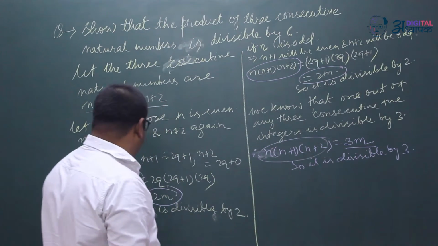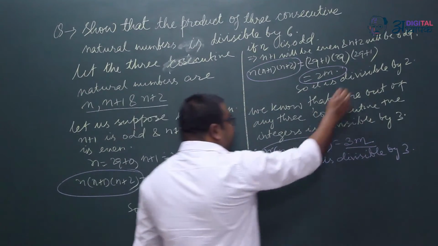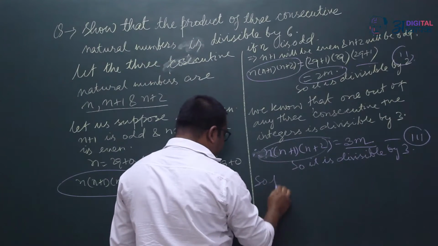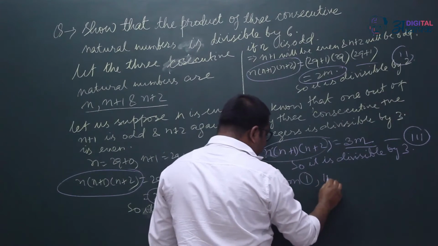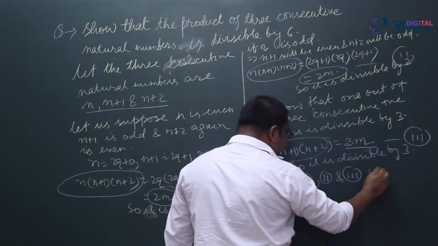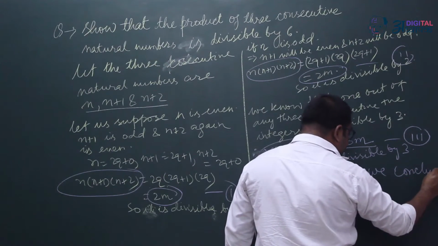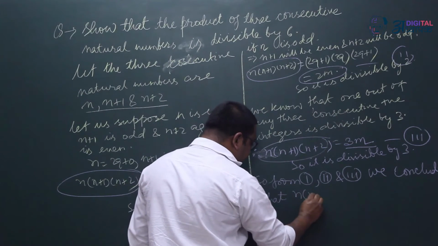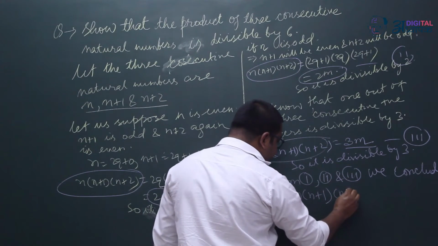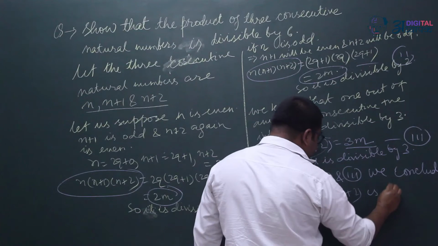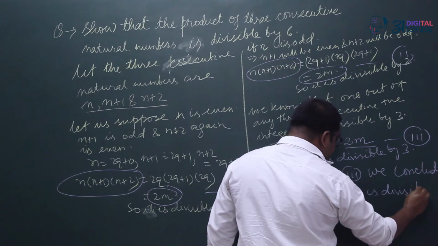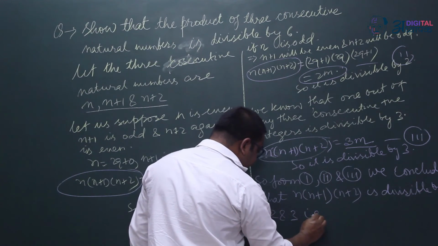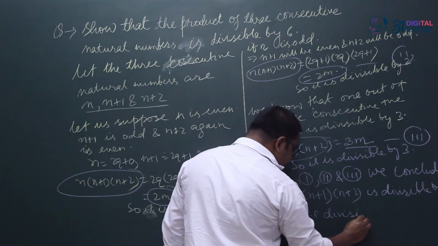So we can conclude, if we take these as 1, 2 and 3, then from 1, 2 and 3 we conclude that the product of three consecutive numbers, that is n into n plus 1 into n plus 2, is divisible by 2 and 3, and that is divisible by 6.